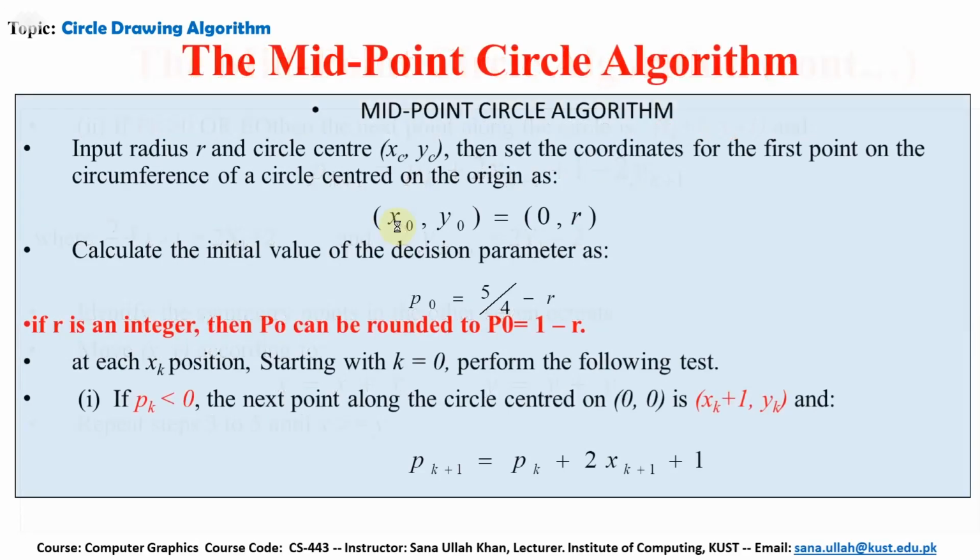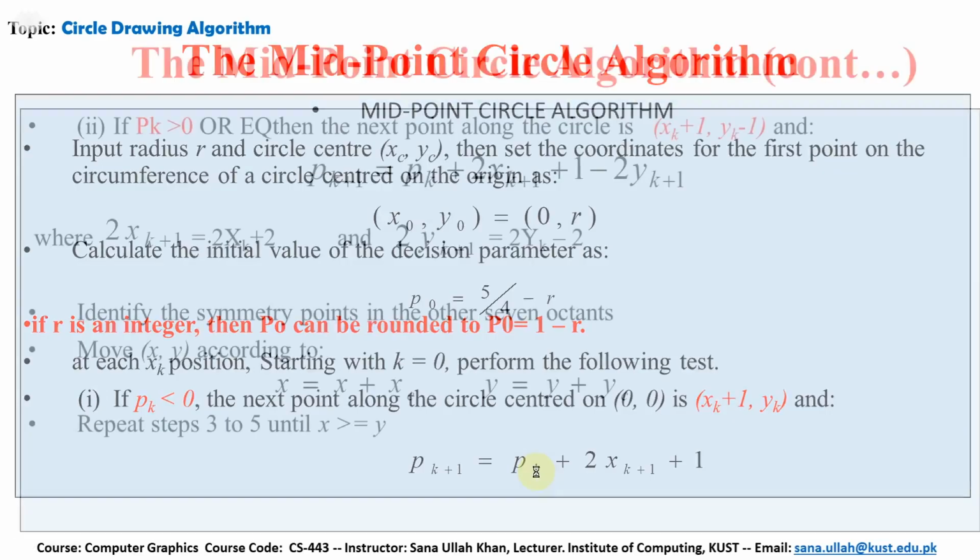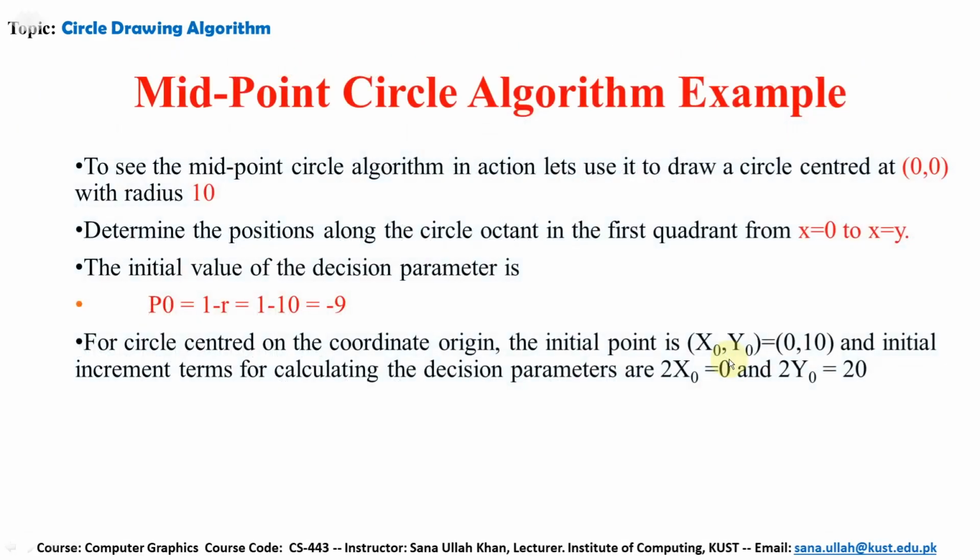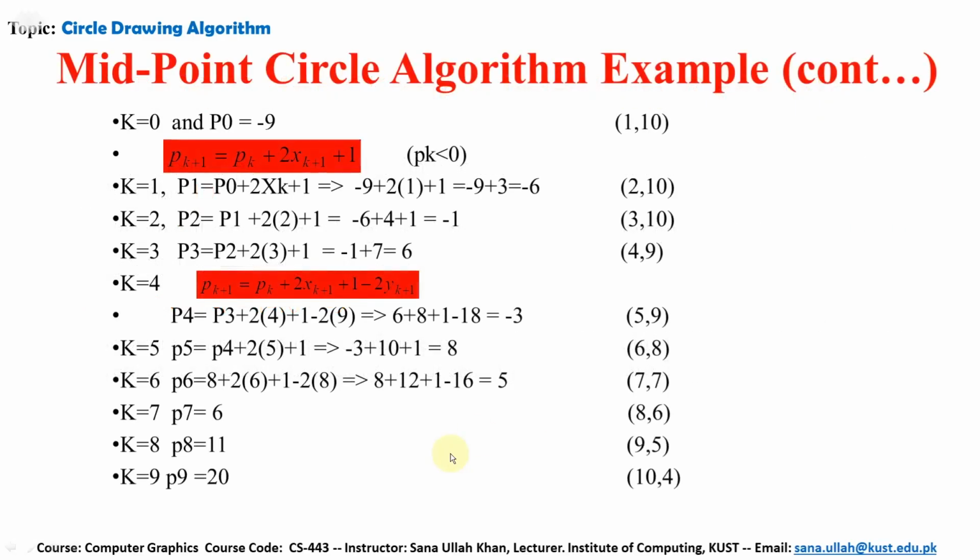If the value is less than 0, the decision parameter is this, 1 minus r. If it is less than 0, then it will be increased like this. So x will be increased with a unit interval and y will remain the same. The initial value of x is 0, and the initial value of y is 10. So k is equal to 0 for the initial, and p0 is minus 9. So pk is less than 0.